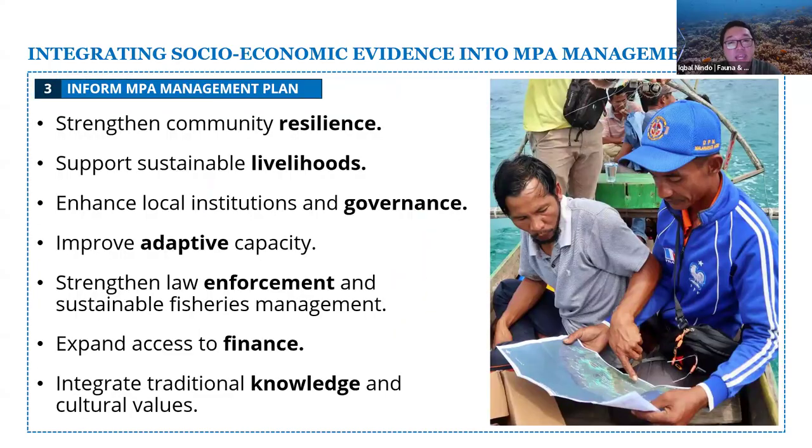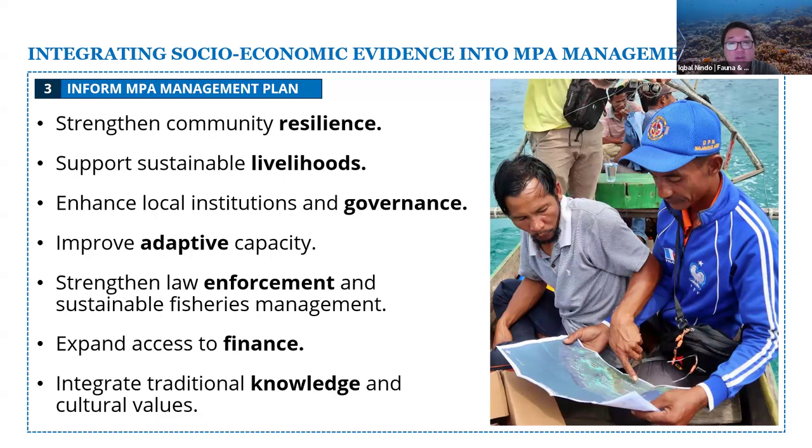So based on the social and economic findings from the previous slide, we then identified several priority actions that can be included in the MPA management plan to strengthen resilience at the community level. First, we can strengthen community resilience through coastal rehabilitation, early warning systems, and simple climate preparedness trainings. This action helps communities respond more effectively to climate-related events. Second, we support sustainable livelihoods by encouraging aquaculture, community-based ecotourism, and value-added processing of seafood products so fishing households can have more stable income sources.